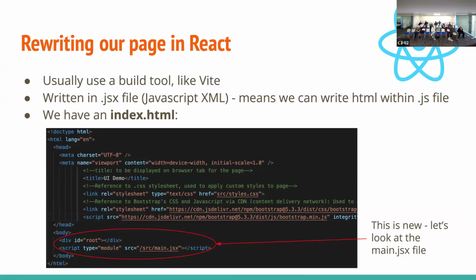The first thing we have is an index page. Now the head is the same as what we've seen before, just importing styles for Bootstrap and our own style sheet. But what has changed is the body. So we're importing a new JSX file. So the next step is to look at this.